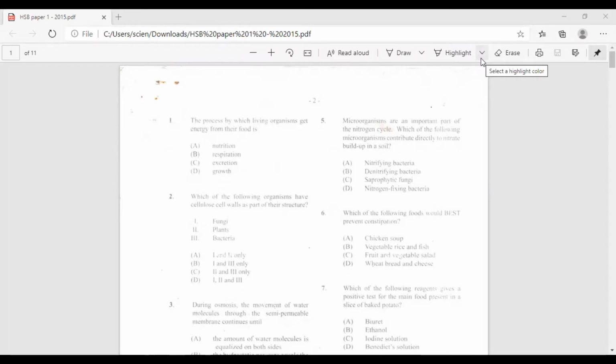So question 2: which of the following organisms have a cell wall as a part of their structure? So we have 1, fungi, 2, plants, 3, bacteria. So we already know that plants' cell wall is made up of cellulose, so that's 2. Then bacteria and fungi, they really don't have a cellulose cell wall. So the bacterial cell wall is made up of peptidoglycan, while the fungi cell wall is made up of a substance called chitin. Chitin is very similar to the cellulose cell wall.